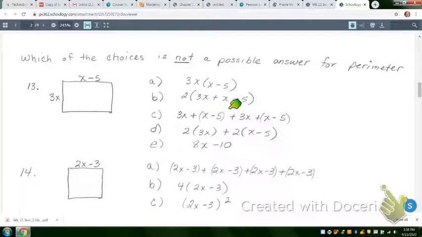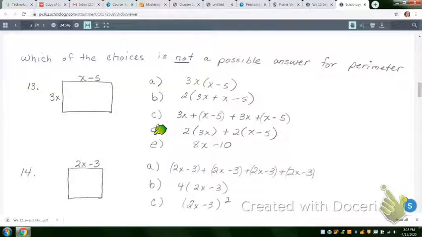3x plus x minus 5 plus 3x plus x minus 5. So we know this one represents perimeter, so I can't choose that one. I could double this one and double this one. Well, that would be choice D. Double the 2x and double the x minus 5 and then add them together. All right. I could choose to add these two together and then double that. Well, that's what choice B is. Choice B is taking 3x and adding it to the x minus 5 and then double that. So B, C, and D would all come out to be perimeter.